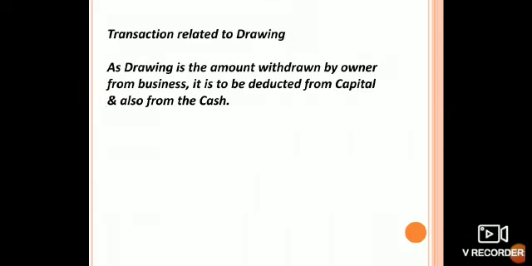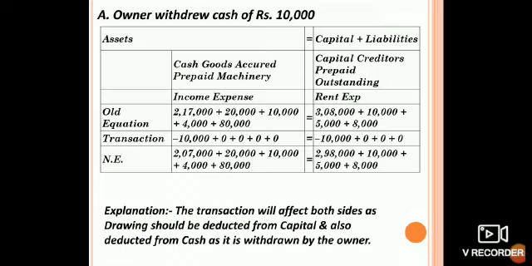Transaction related to drawing. As drawing is the amount withdrawn by owner from business, it is to be deducted from capital and also from the cash. Owner withdrew cash of rupees 10,000. Here the old equation is 2,17,000 plus 20,000 plus 10,000 plus 4,000 plus 80,000 under asset side, and under liability side it is 3,08,000 plus 10,000 plus 5,000 plus 8,000.